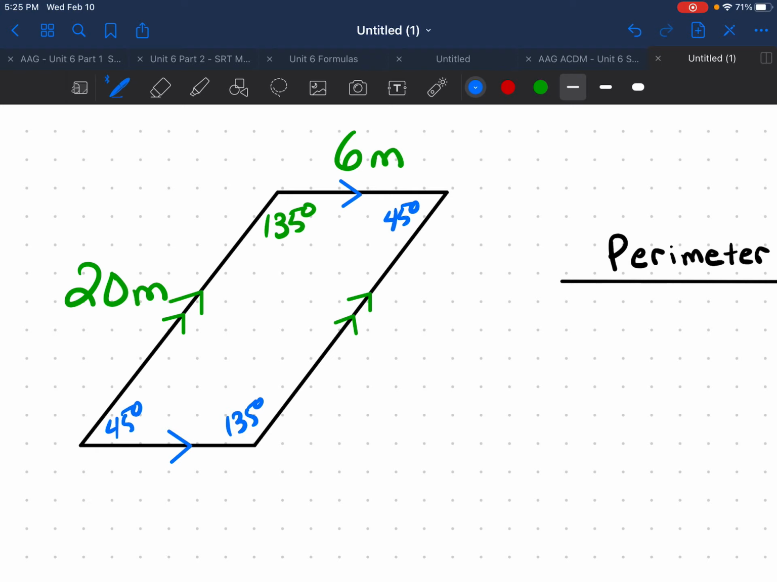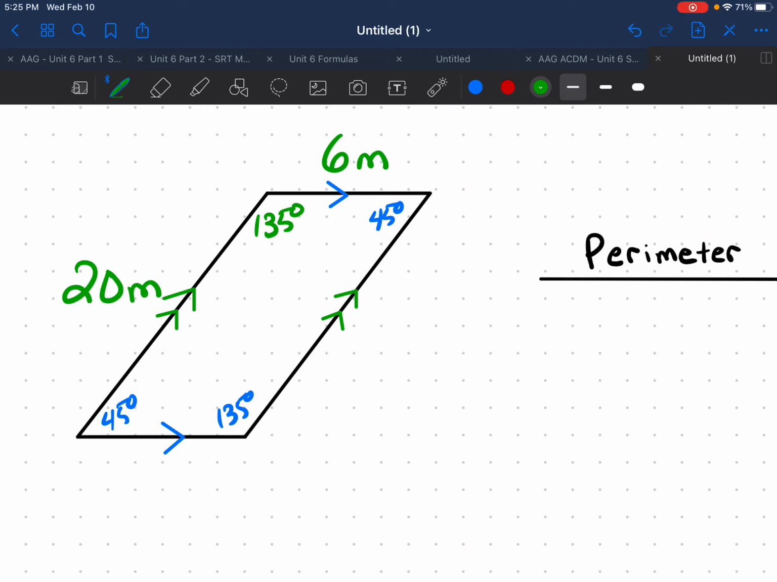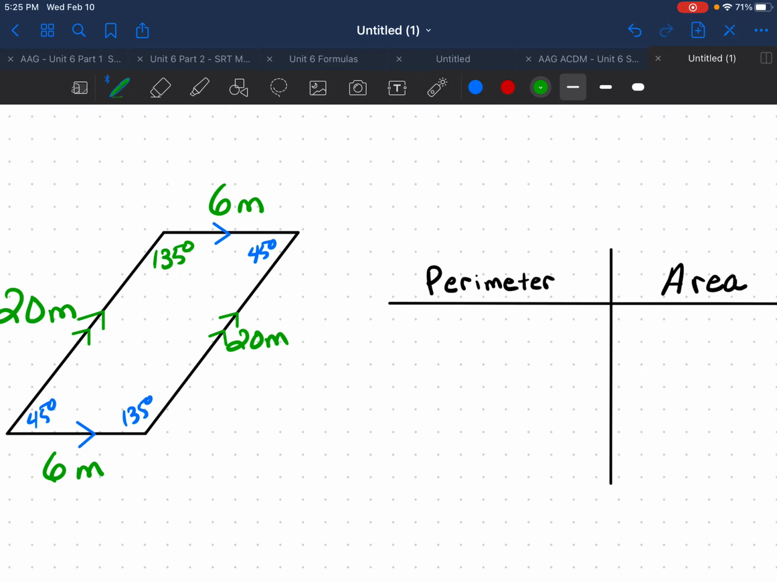All right, we also have a couple side lengths written here. So I want to draw and write equal side lengths on opposite sides. So this would also be 6 meters. This side would be 20 meters. Okay, so finding perimeter one more time is actually pretty simple here. Our perimeter is going to be 2 6s plus 2 20s. 2 6s are 12, 2 20s is 40, so our perimeter would be 52 meters. Very simple, straightforward. But now let's go calculate our area.